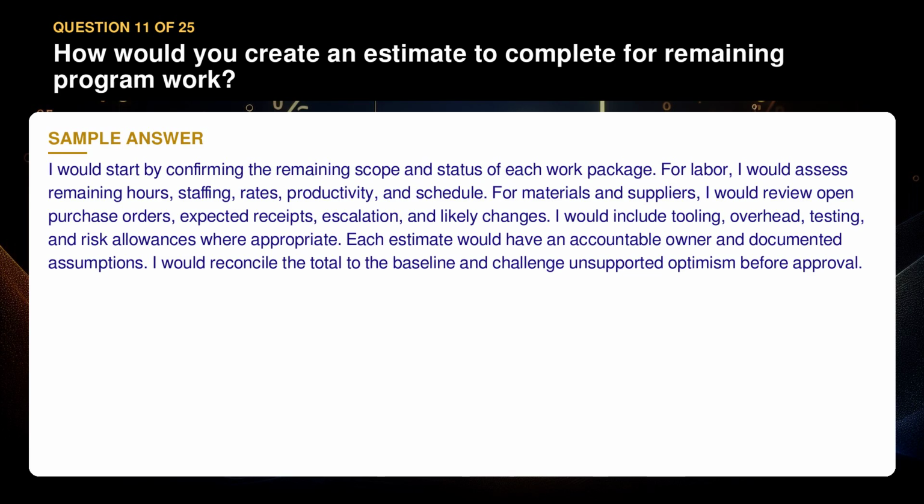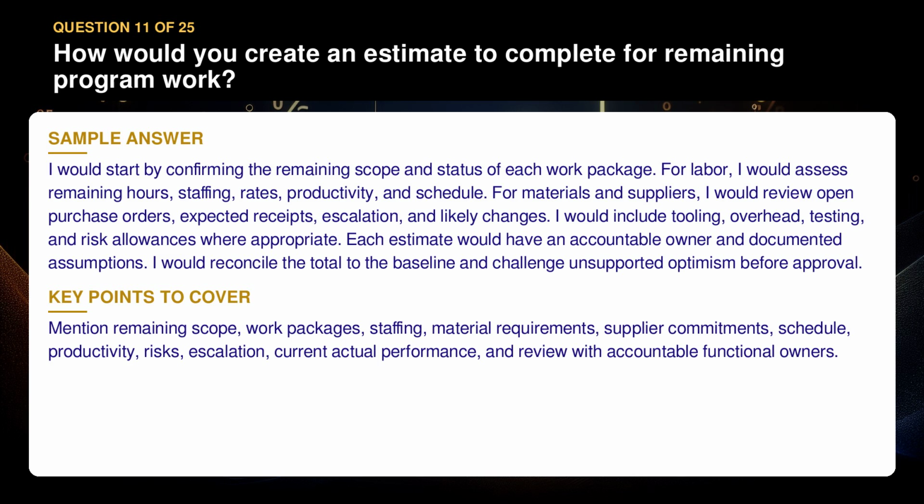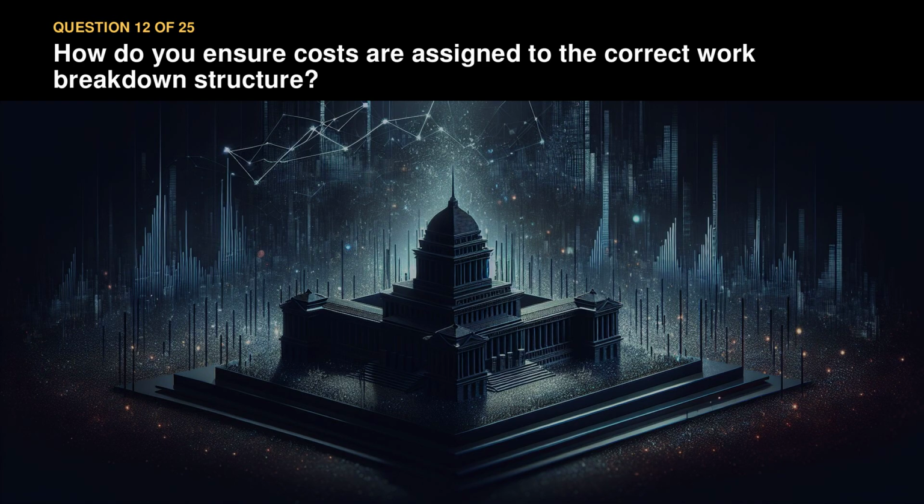Each estimate would have an accountable owner and documented assumptions. I would reconcile the total to the baseline and challenge unsupported optimism before approval. Mention remaining scope, work packages, staffing, material requirements, supplier commitments, schedule, productivity, risks, escalation, current actual performance, and review with accountable functional owners.